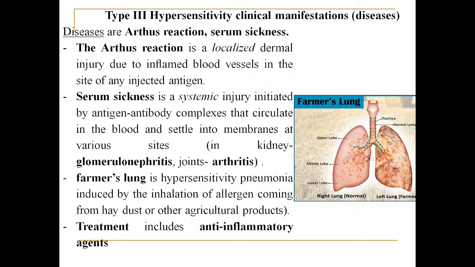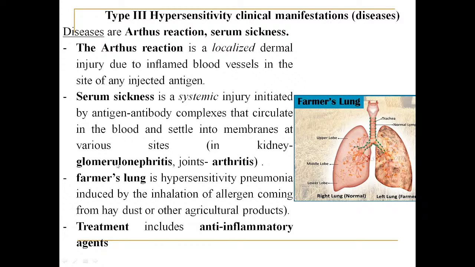Serum sickness is systemic injury initiated by antigen-antibody complexes that circulate in the blood and settle into membranes at various sites. Systemic means that immune complexes may be deposited in any internal organ. For example, if immune complexes are deposited in kidneys, it causes glomerulonephritis. If they are deposited in joints, it causes arthritis, inflammation of joints.